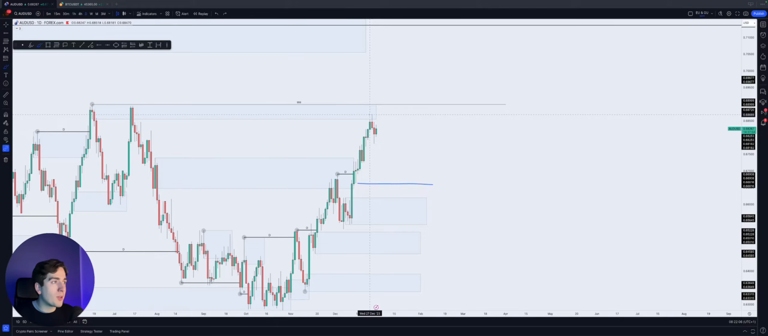So preferably what I would like to see is one more push in towards the highs, grabbing liquidity, taking out this high, then this becomes your fractal low, and then we go short in towards the downside, in towards this fresh area of demand.